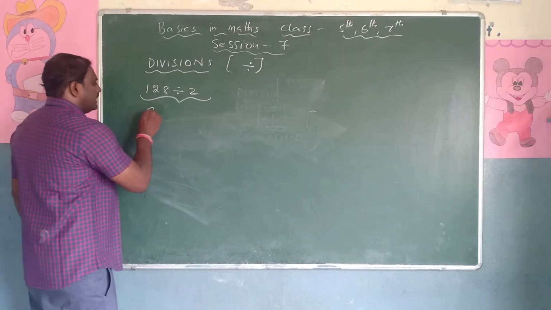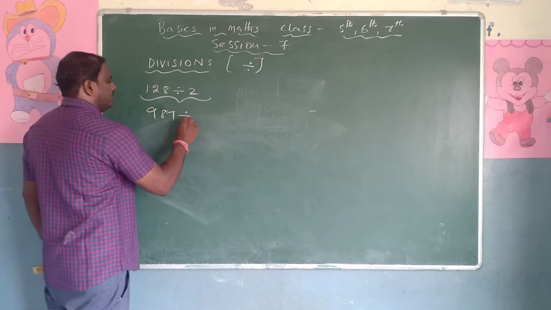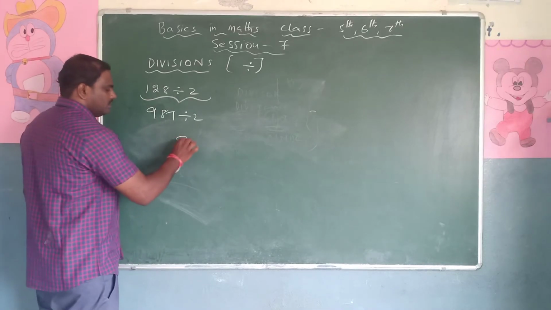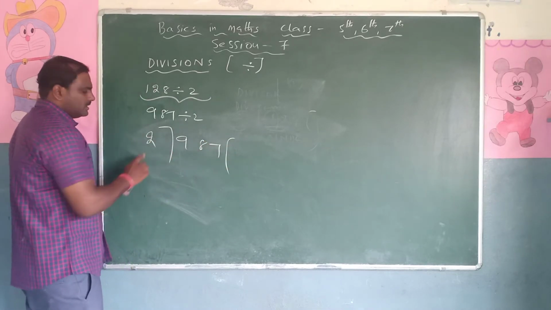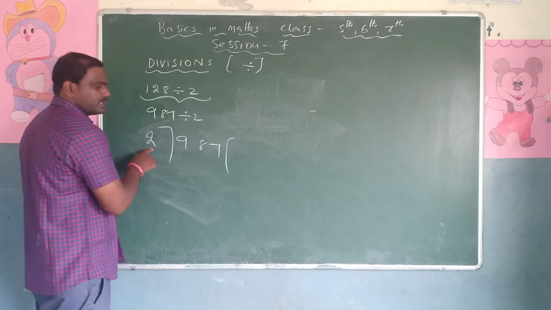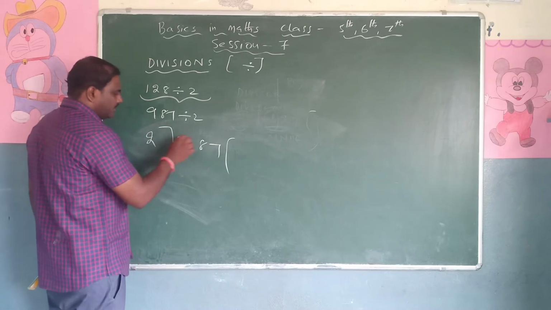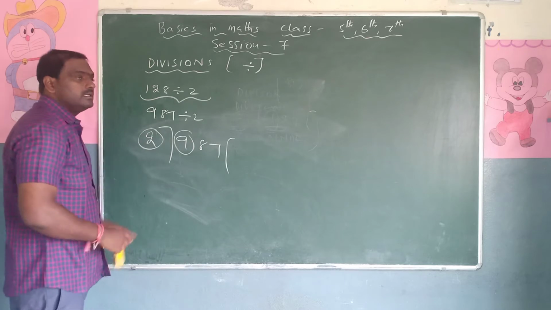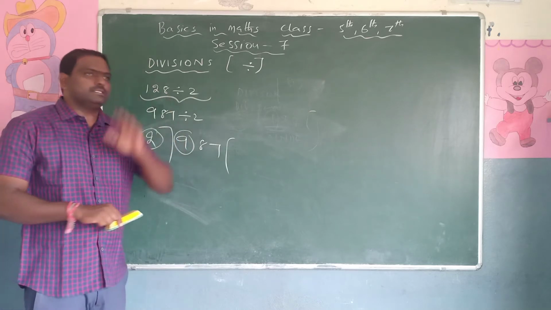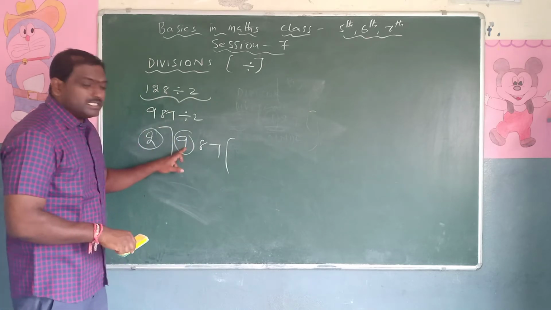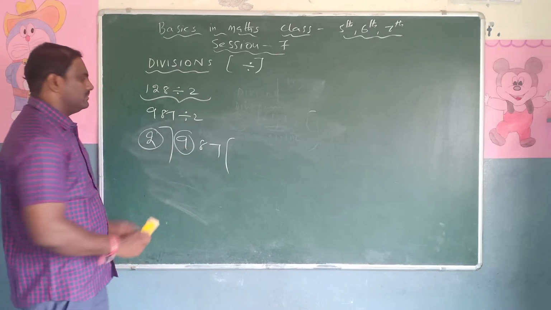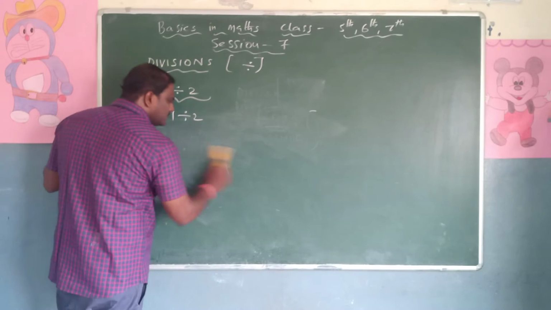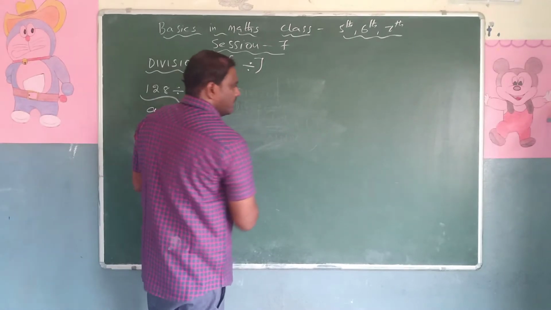Now, for example, I will give one more question. Look at this. 987 divided by 2. So what we will do? We will take 2. How many digits are there? One digit. And how many digits are there? One. First we have to take one digit. Which is bigger? Yes, this is bigger. Now we can proceed with the sum. But if this is small, what we have to do? We have to take two numbers at a time. Okay? So this is the basic point.